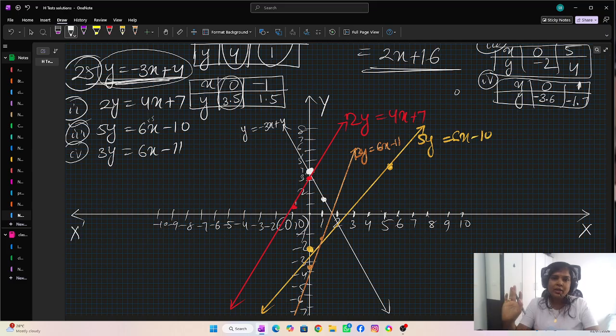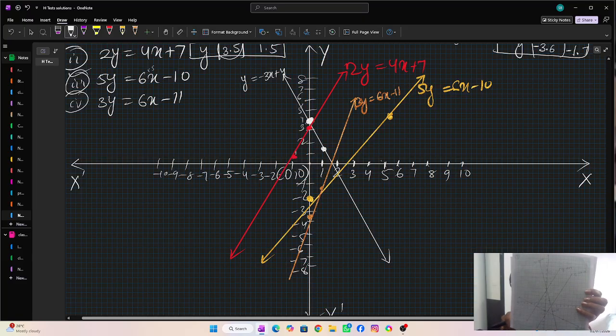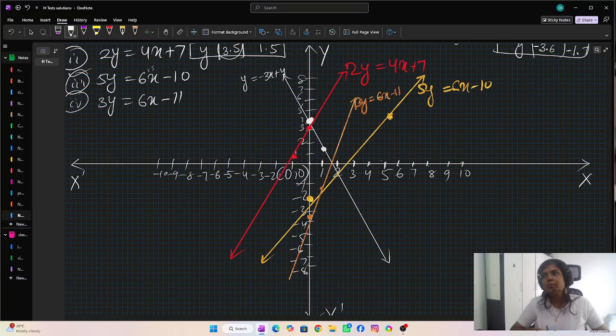So this is the way we will represent it on the graph page. It will show the graph this way. Join across the full page and write the name of the graph or the line.